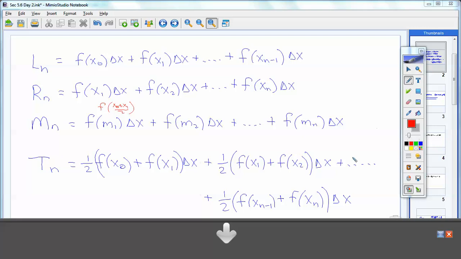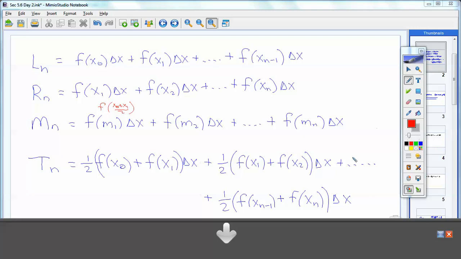We start with the left edge, which is x0, just like the one that Allie asked about when we did number 4. So we kind of went over this already. So we start with the left edge, which is x sub 0, plus the next one over, which is x1, and then times our delta x.